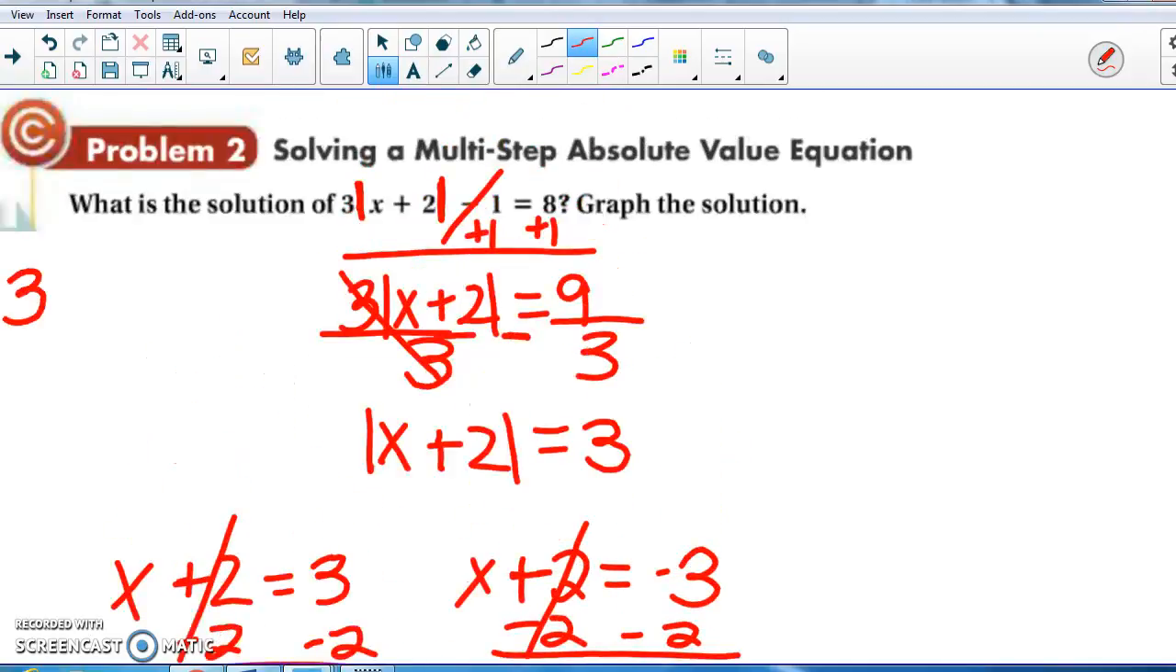So 3 times the absolute value of 1 plus 2, minus 1. 1 plus 2 is 3. The absolute value of 3 is 3. 3 times 3 is 9. 9 minus 1 is 8. Check.